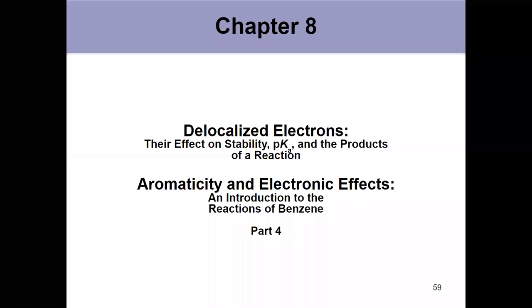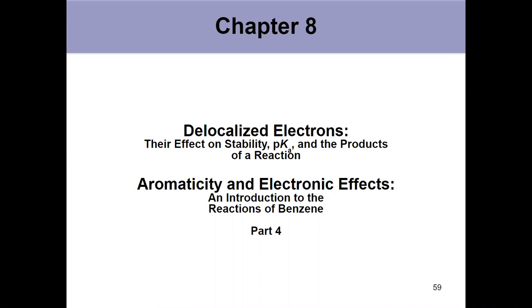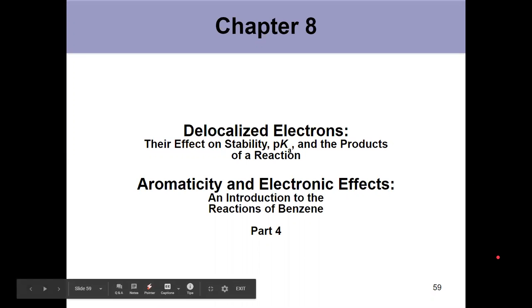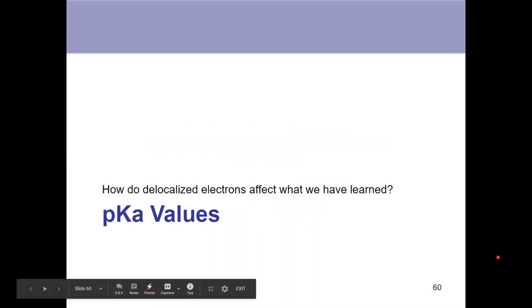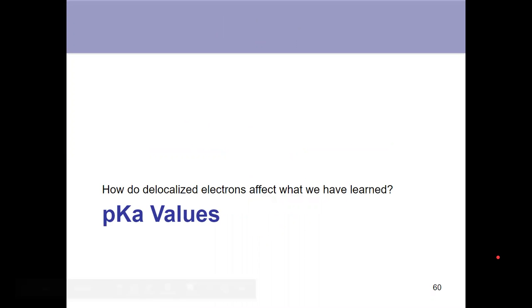For our fourth video, we're going to take a step away from looking at butadiene and look at rings. And this video is really all going to be about electron donation and electron withdrawal. Seeing when we have a benzene ring, how does that affect substituents on the ring and the effect on pKa values? So that's where we're going to pick right back up.